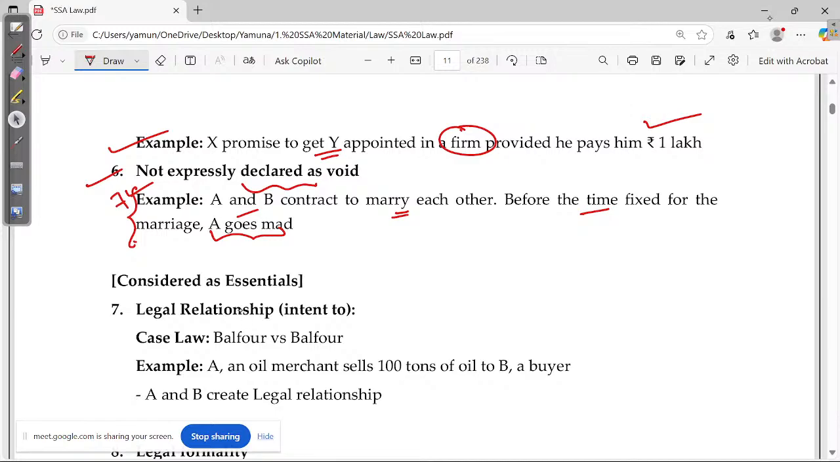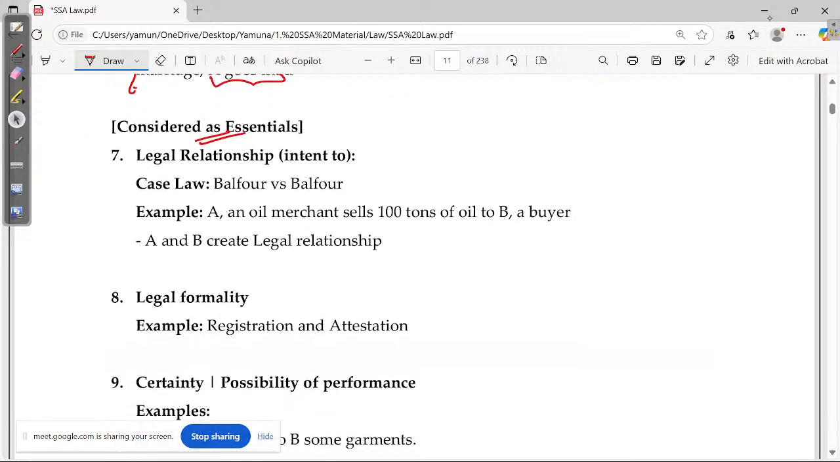Other essentials which are considered as essentials, which means for the first one, a legal relationship should be there. You remember the Balfour versus Balfour case? Mrs. Balfour files a case against Mr. Balfour regarding the maintenance amount to be given and so on. We were discussing it in the earlier class. Who won this case?